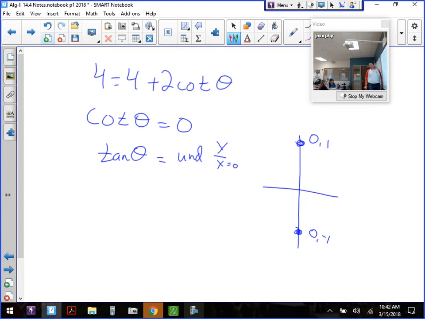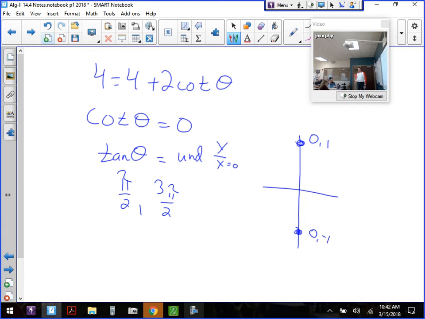Tangent is undefined at pi over 2 and 3 pi over 2. Because tangent is y over x. So basically that means you're looking for where is x equal to 0. Because if x is in the denominator, you have an undefined value. That's where that came from. Even if it was 2, it didn't matter. In order for it to become undefined, you'd have to have a 0 for x. Those are your answers.